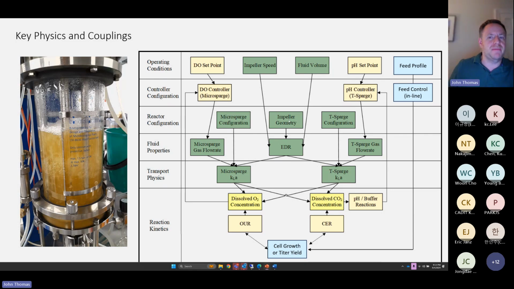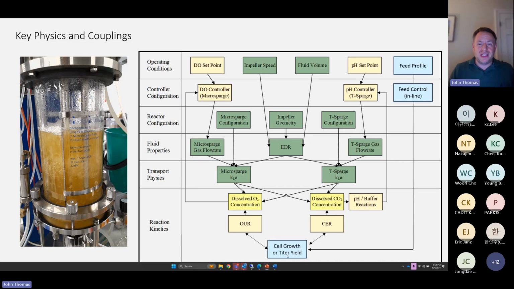Said again, the impeller geometry and impeller speed inform the energy dissipation rate. The sparger configuration and the flow rate inform the kLa, which is informed by the EDR, which again is informed by impeller speed and geometry. These kLa values inform the DO levels, which inform the controller's response, which informs OUR, of course. These CO2 flow rates inform the time evolution of the pH, which informs the carbon dioxide evolution rate and the cell growth. And so we have all these links between operating conditions, controller configurations, reactor configurations, and process outcomes.